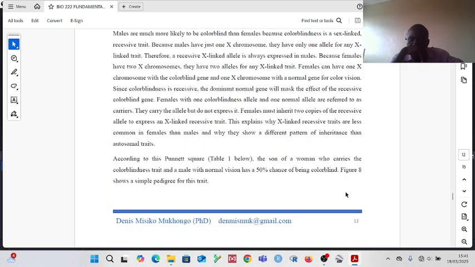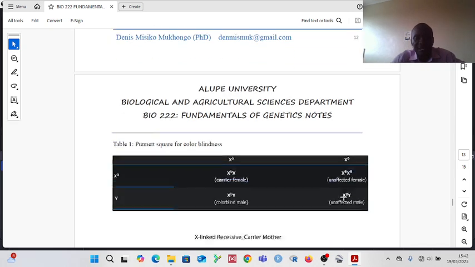Let's have a look at a Punnett square in table 1 below, where there is a son of a woman. The woman is a carrier of color blindness. And if this woman has a son with a male, okay, so let's see how that inheritance pattern looks like.